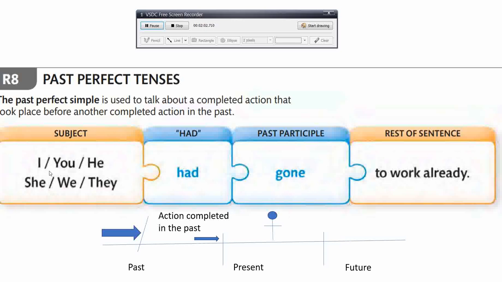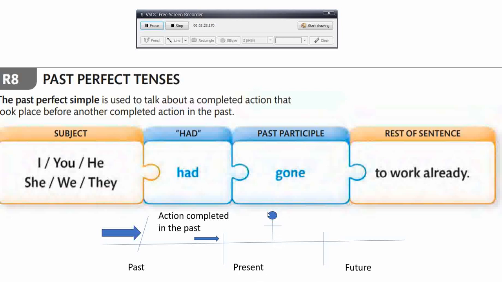So let us read the sentence. I had gone to work already. You had gone to work already. It means that in the past, the person had already gone. The action was completed in the past. Let us look at it in terms of timeline for a better understanding.